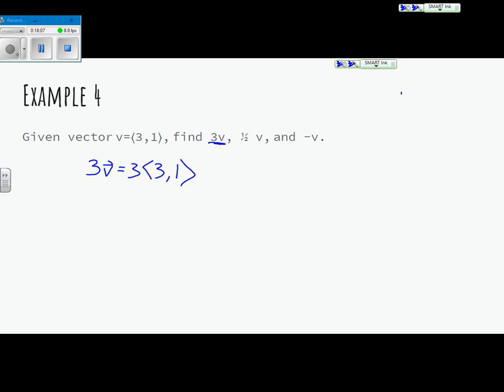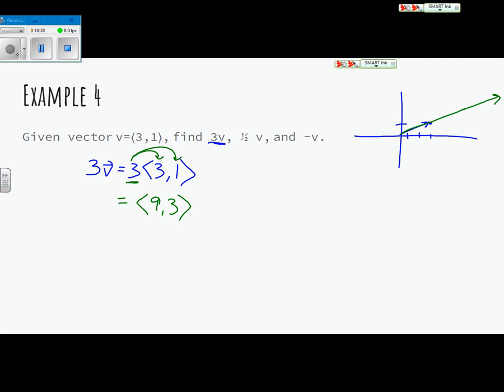I'm going to go ahead and do a quick drawing and show you what's going on with this. So the vector 3, 1 right here is just this small vector. What this 3 is going to do to this vector is make it go in the same direction, but be 3 times as long as that current vector. Well, to get that, I just need to simply distribute this 3 through it, and I get the vector 9, 3.